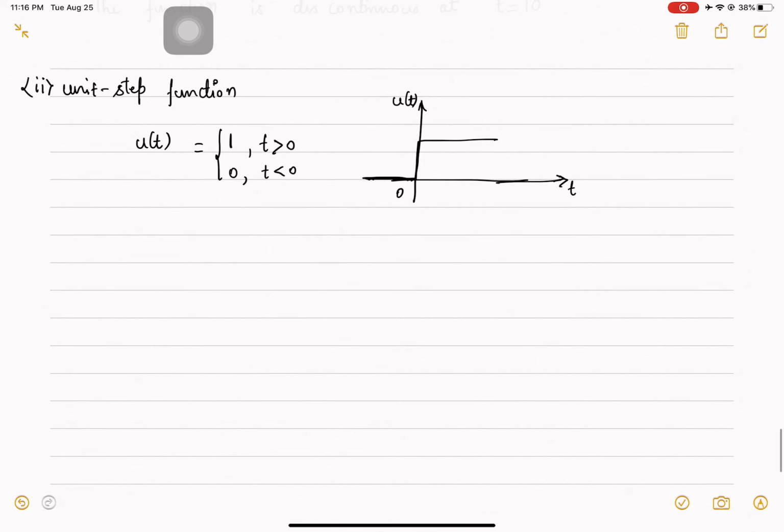And when you take a derivative of this, mathematically at t equal to 0, if you calculate the value, you'll get infinity. But since we have defined the new function, the slope of this will be equal to delta t.